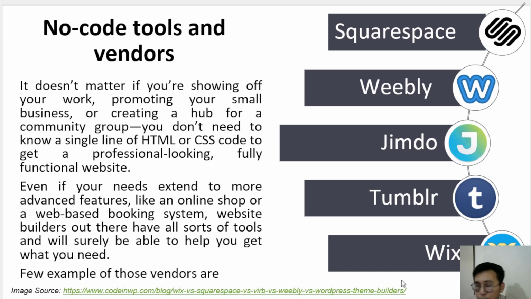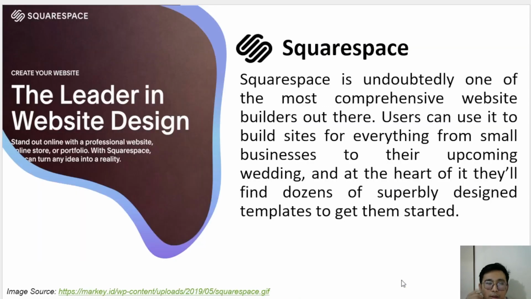A few examples that we can discuss here: we have Squarespace, we have Weebly, Jimdo, Tumblr, and even the Wix website that we usually see in advertisements. Even for us IT enthusiasts, we usually get that kind of ads. So the first one, Squarespace.